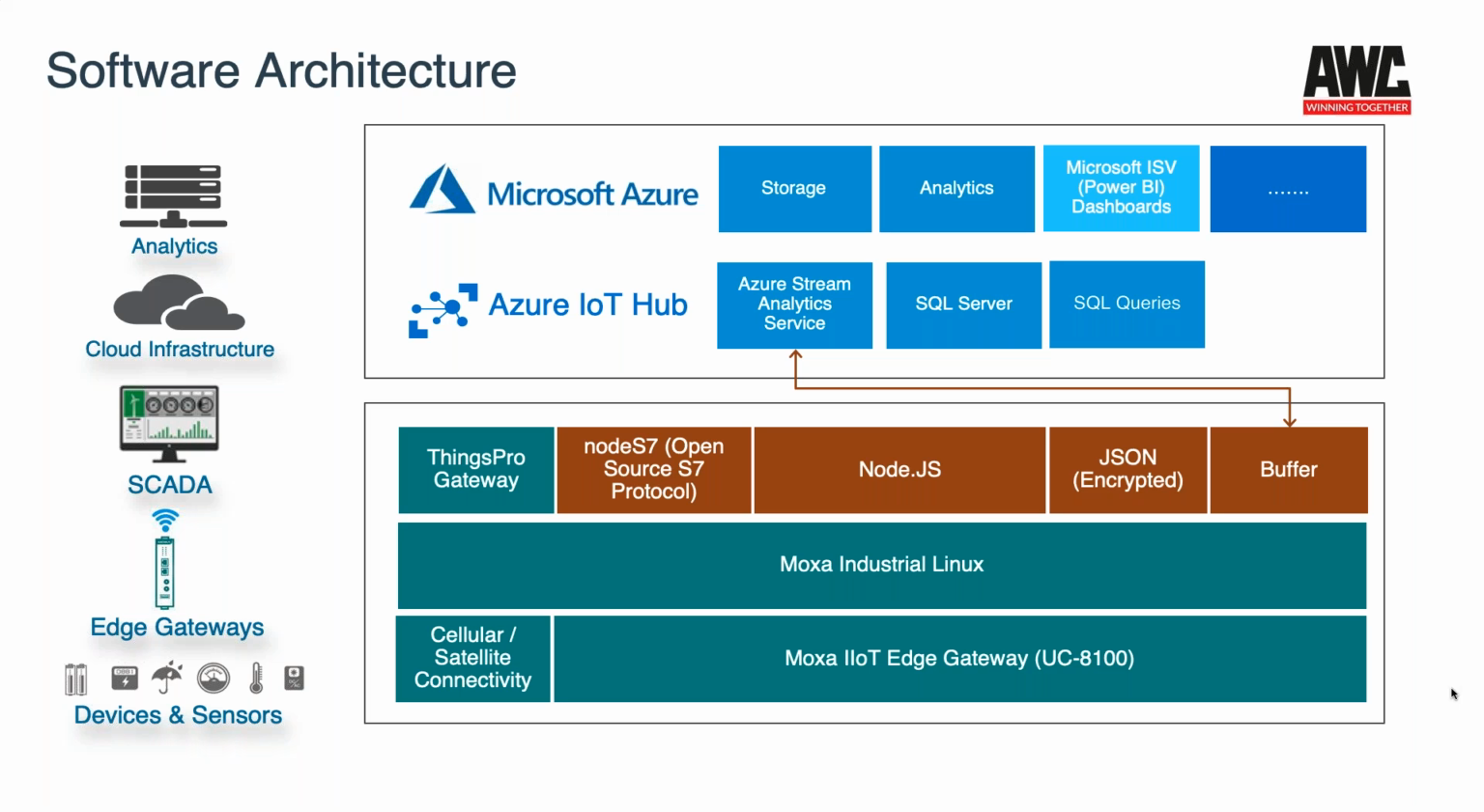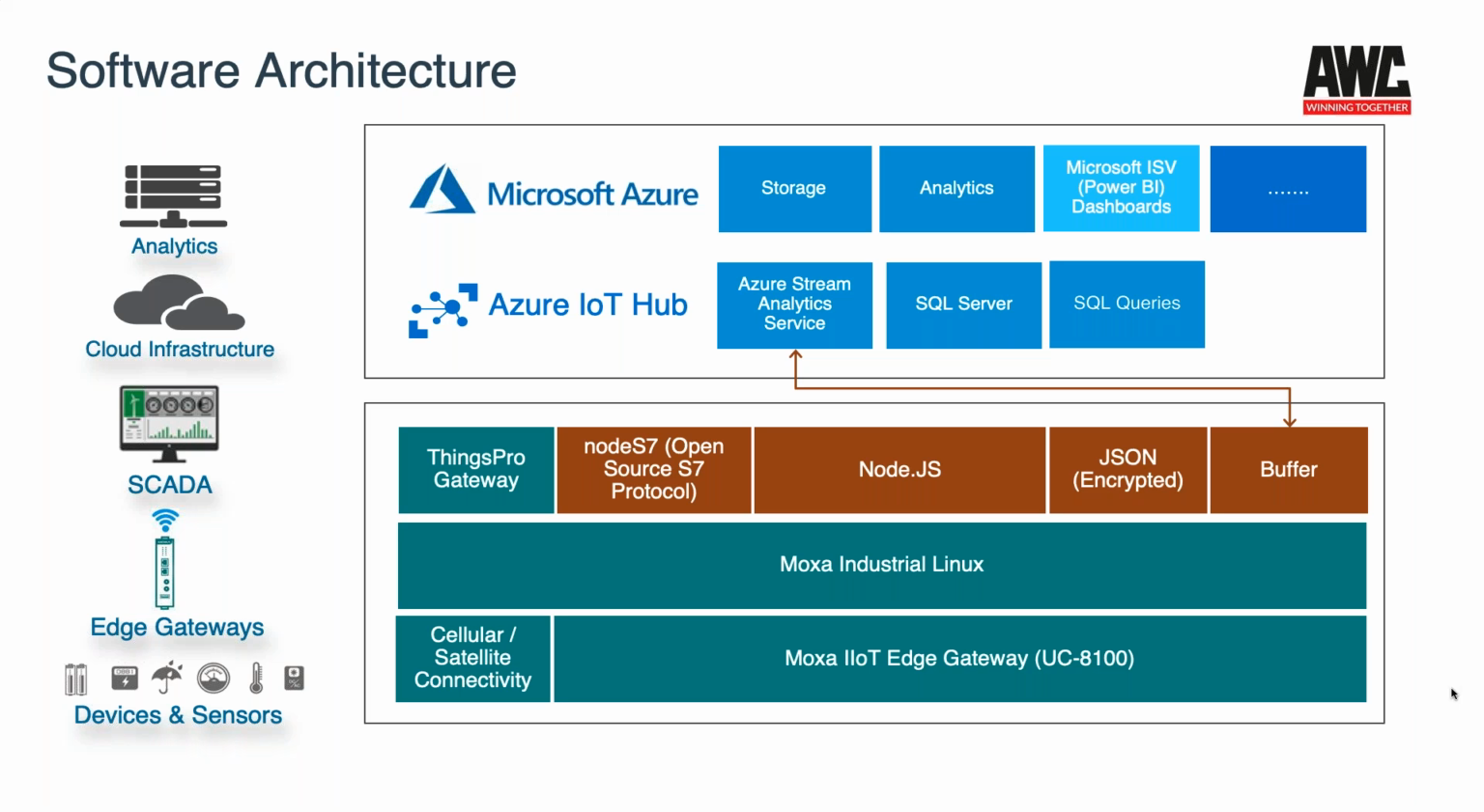AWC worked with the end customer and a Microsoft partner to extend Moxa's Industrial IoT Edge Gateway in Debian Linux and add some key capabilities. The first was connectivity through Node S7, an open source protocol for connectivity to Siemens PLCs. Then, using Node.js, they added custom logic and the ability to communicate through a JSON buffer to the edge and then to Azure IoT Hub.